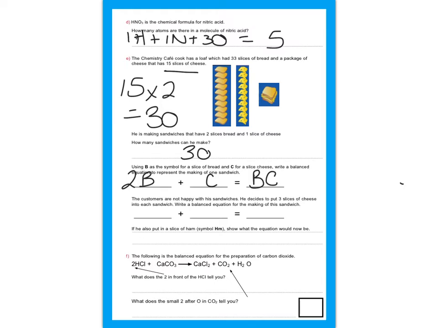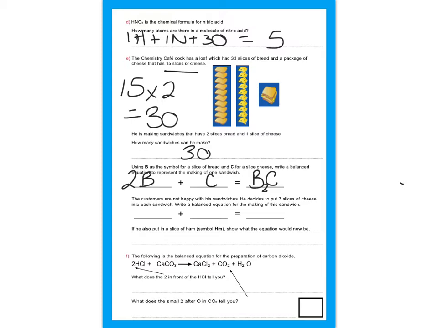To make sure we don't forget about the 2b. Now, if I was to put the 2 here, that would tell me I'd have 2 slices of bread and 2 slices of cheese. And that's not what I want because I only have 1 slice of cheese. So we write it as B2 with a small 2 and then our C for cheese.